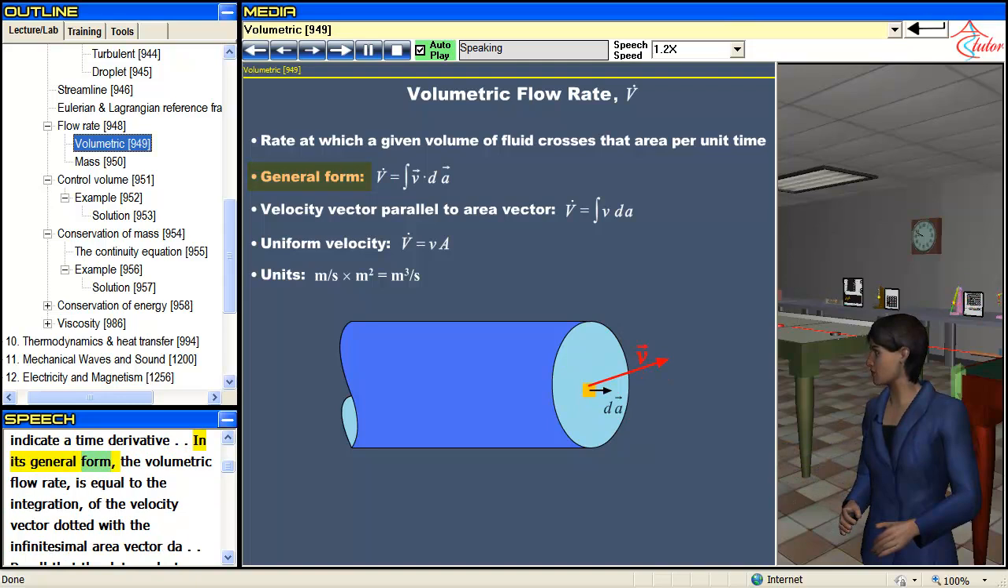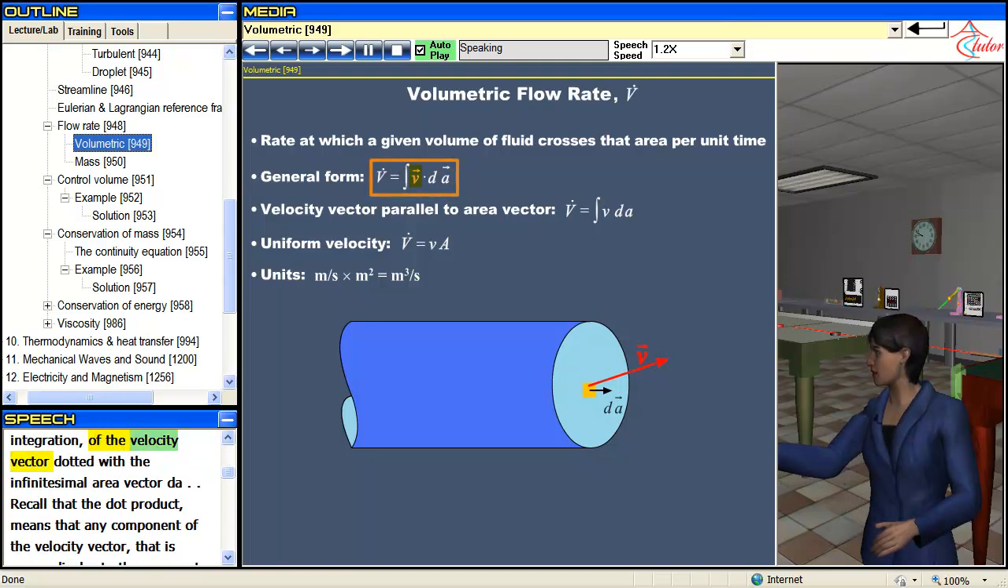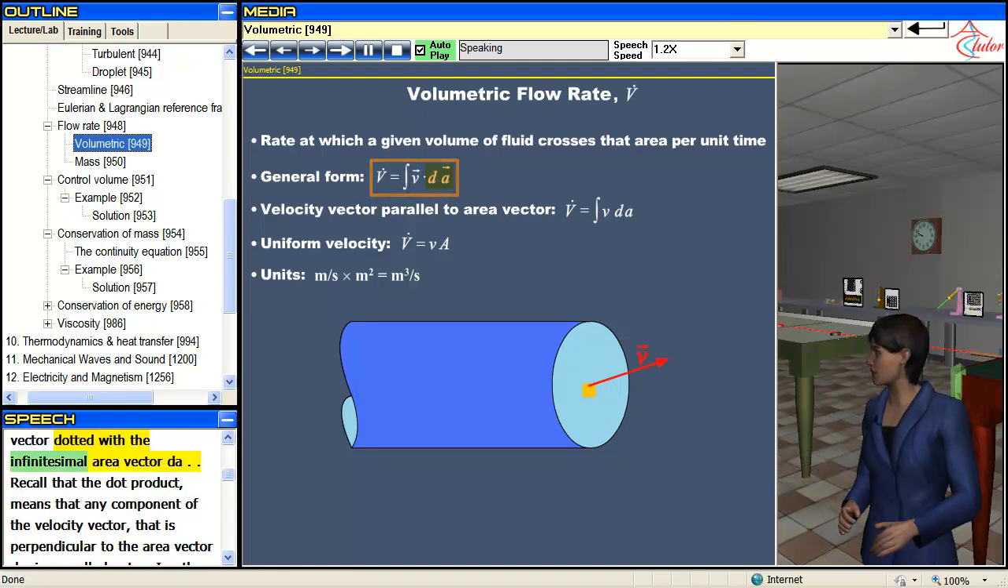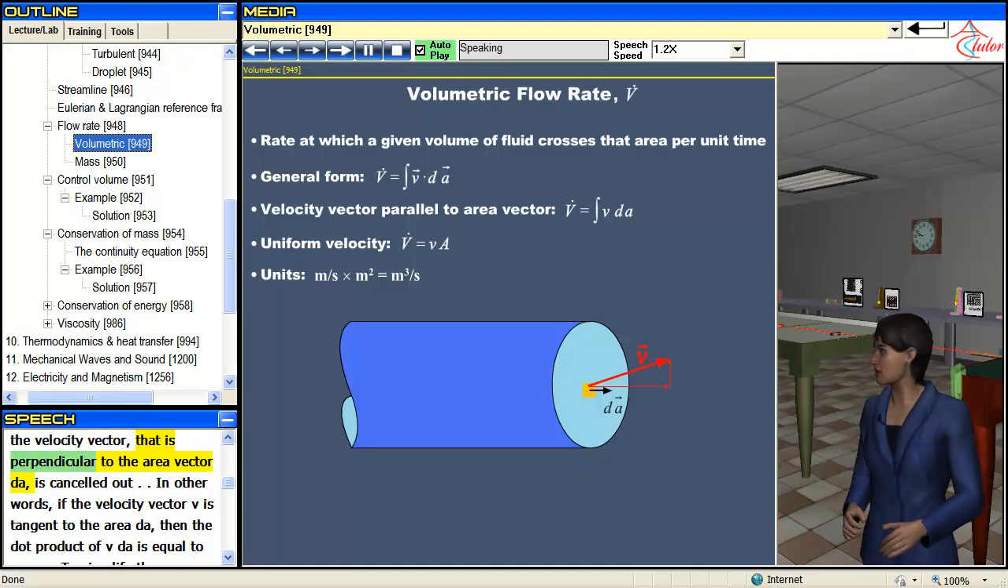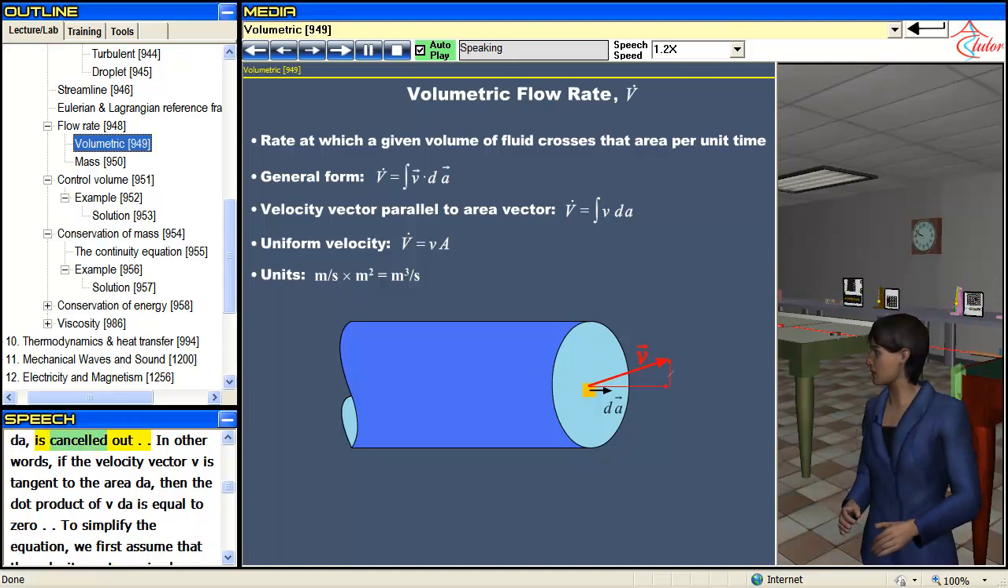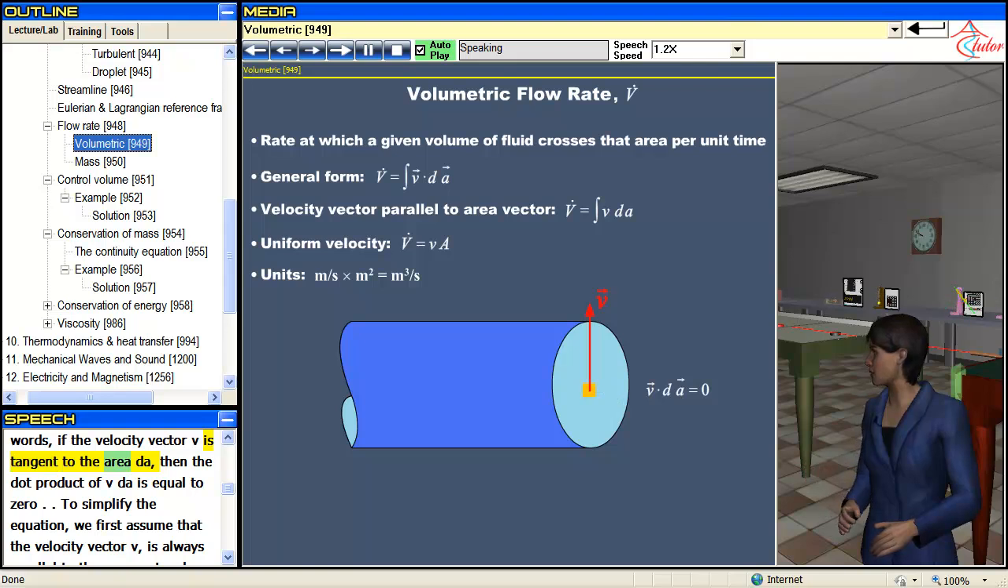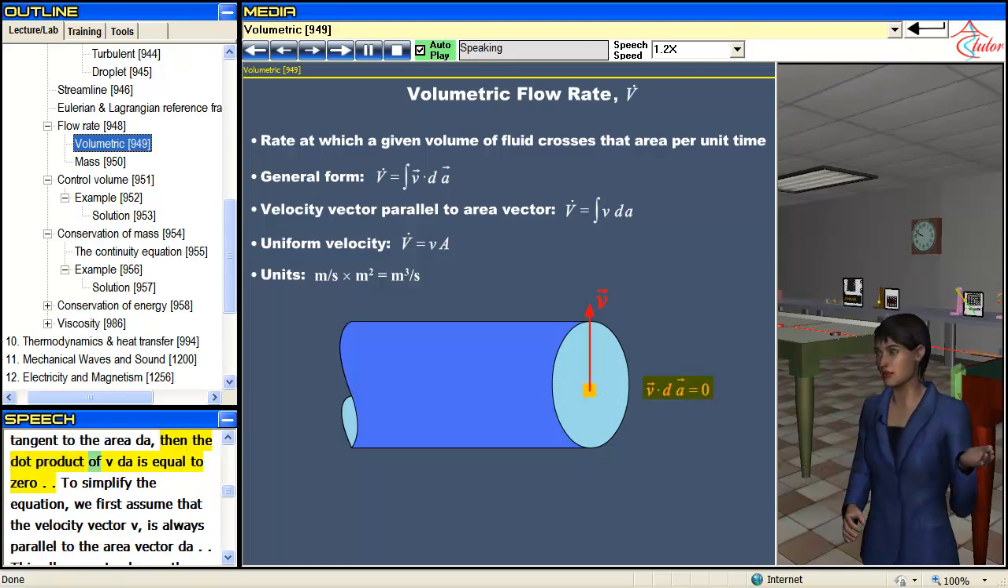In its general form, the volumetric flow rate is equal to the integration of the velocity vector dotted with the infinitesimal area vector dA. Recall that the dot product means that any component of the velocity vector that is perpendicular to the area vector dA is cancelled out. In other words, if the velocity vector v is tangent to the area dA, then the dot product of v and dA is equal to 0.